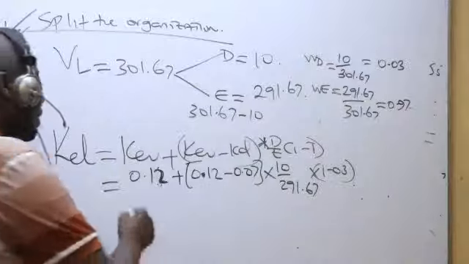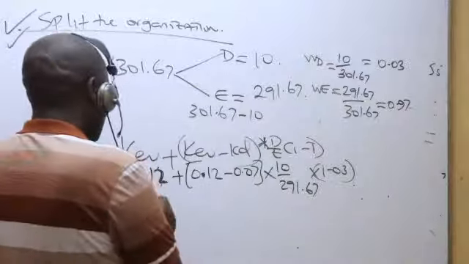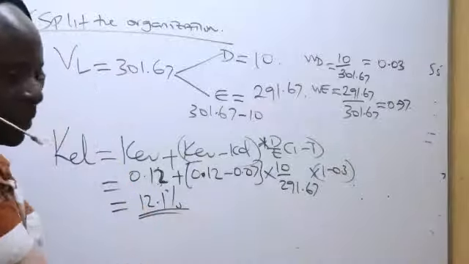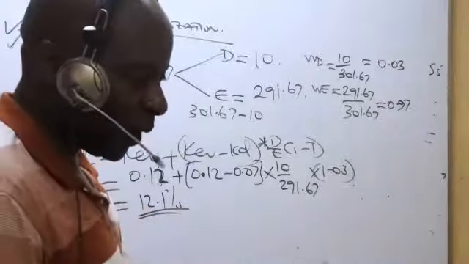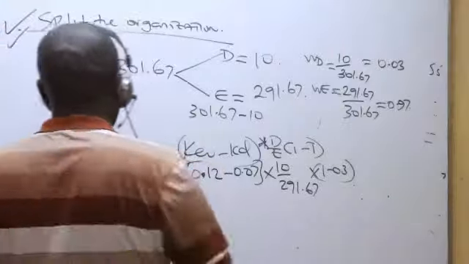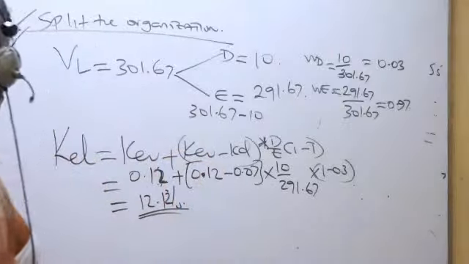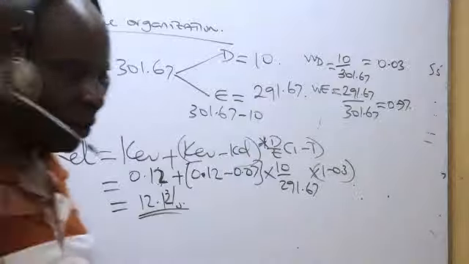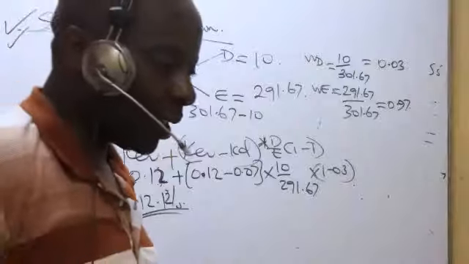Those who have gone all the way say it is 12.1%. Is there somebody who is able to get this figure? 12.12, at least to make it a bit different. 12.12%. So what do you think will be the next thing to be done after getting this KL?